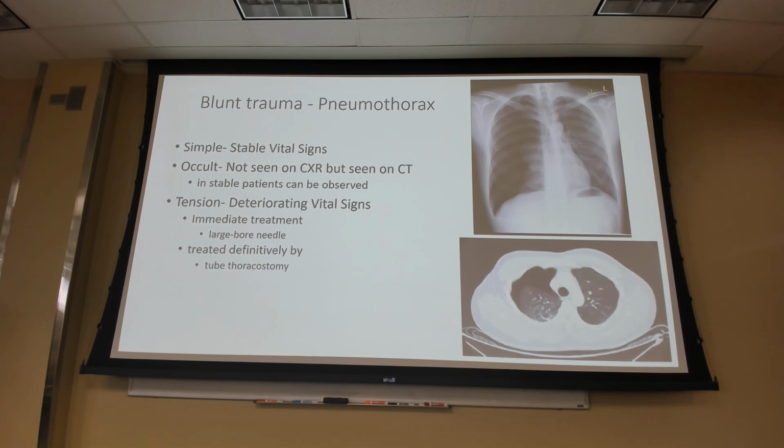And sometimes those are what we call occult pneumothoraxes, or small ones. We may only see it on the CT scan. We might not even see it on the chest X-ray. They can be so small. So we have to make a decision on whether that's somebody who needs a chest tube versus just serial exams, admission to the hospital, oxygen, and we monitor them until they're recovered.